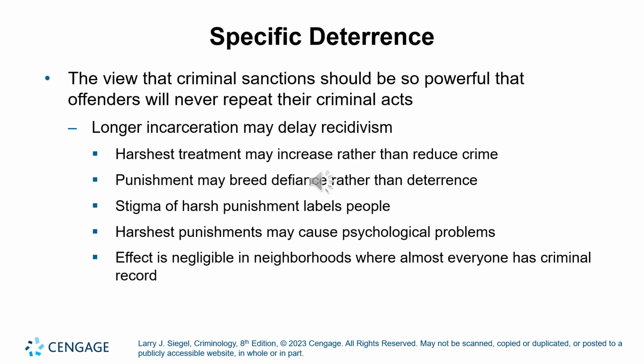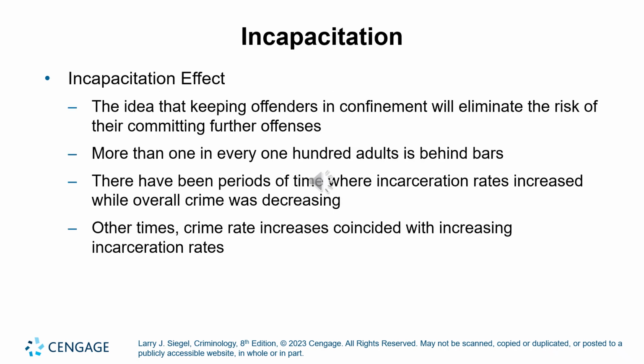And there's also the stigma that comes with severe punishment. Being labeled can make it harder for individuals to find jobs, housing, or social support, which can push them back towards crime. In addition, extremely harsh punishments can lead to psychological harm, which may further complicate re-entry into society. And finally, the deterrent effect is often negligible in communities where nearly everyone has a criminal record. In those environments, punishment loses its impact because it's seen as normal or expected. Overall, specific deterrence doesn't always work the way it's intended and sometimes has unintended consequences.